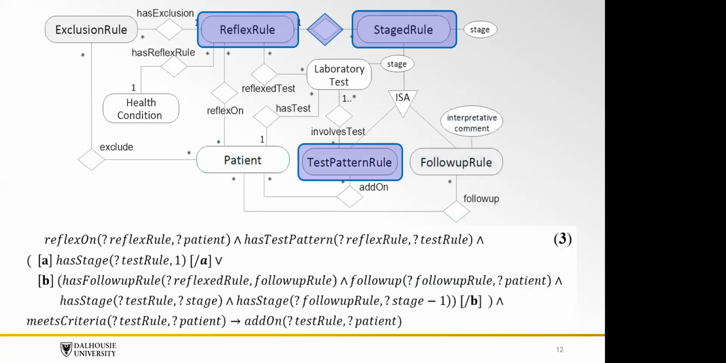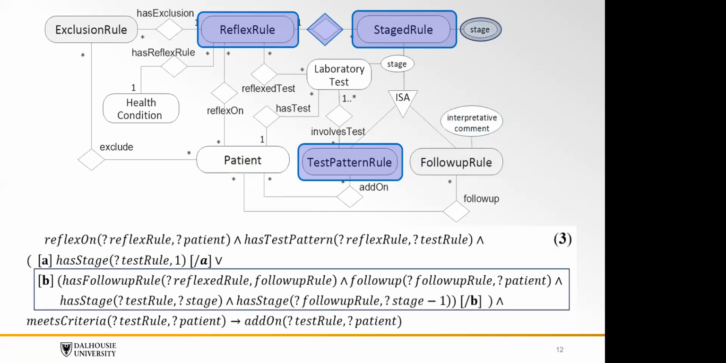At that point, we start looking at subsequent stages, right? Test patterns in subsequent stages. So we look at criterion B here. In this case, we had a follow-up rule related to the same reflex rule that was inferred. So it was positive, and it was at a stage prior to this test pattern rule, right?